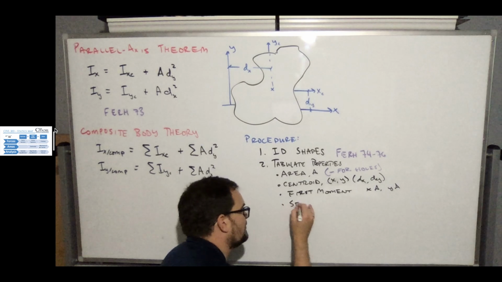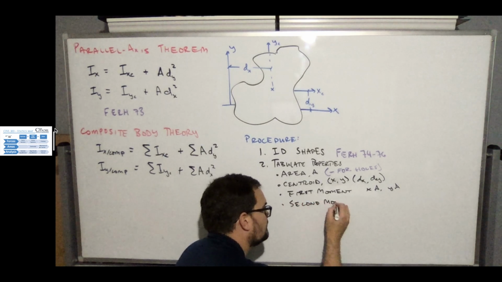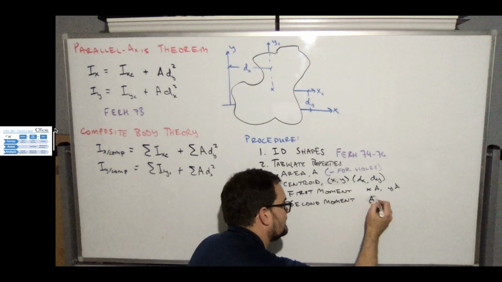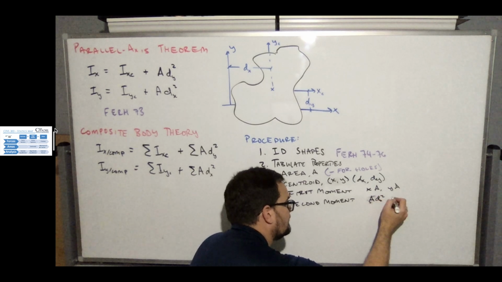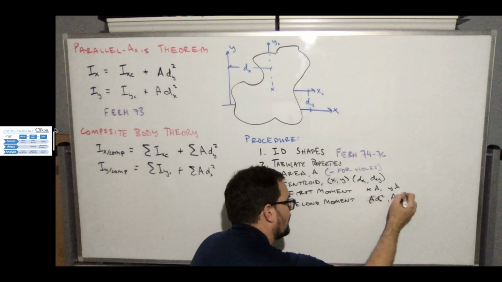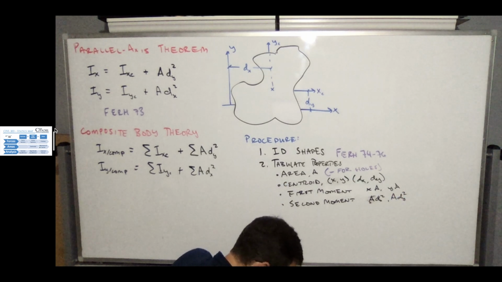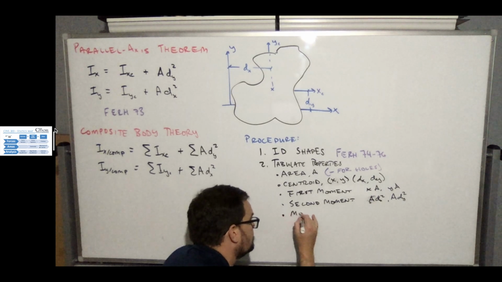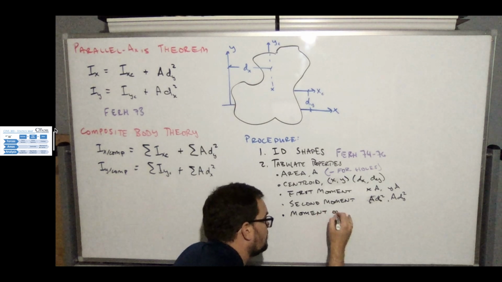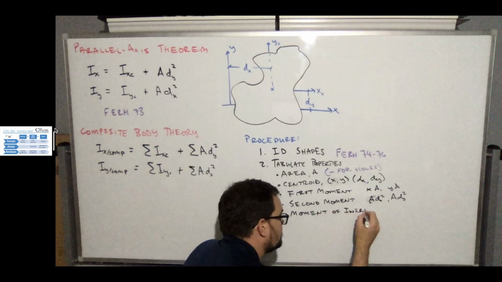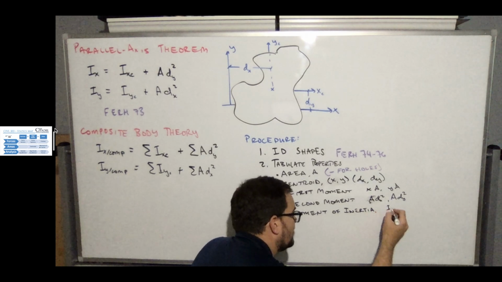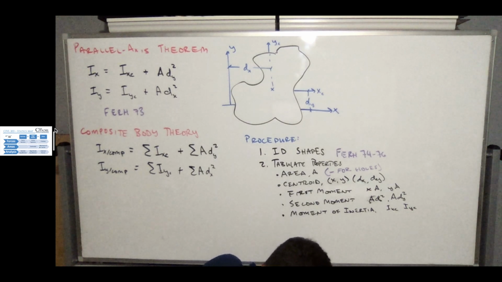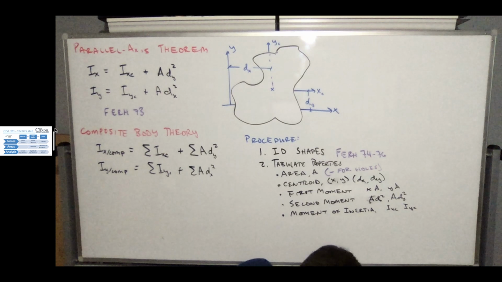Then we'd have the second moment. That's going to be A dx squared and A dy squared. And then we would want to calculate the moment of inertia about the centroids for each shape. So that would be Ixc and Iyc. And again, we're going to have help from your FE reference handbook there at the back, 74 to 76.